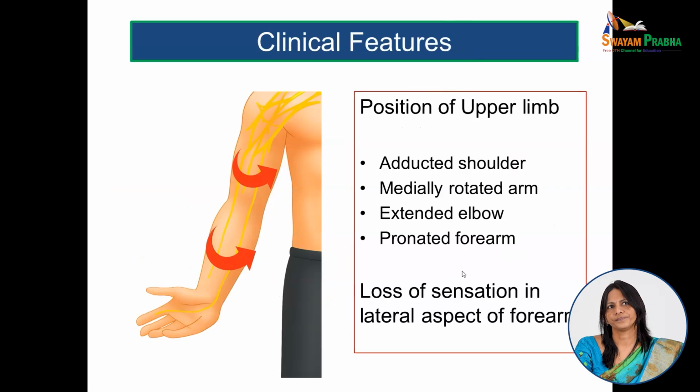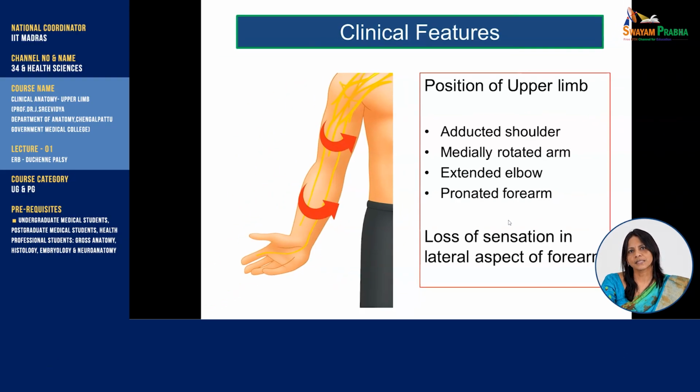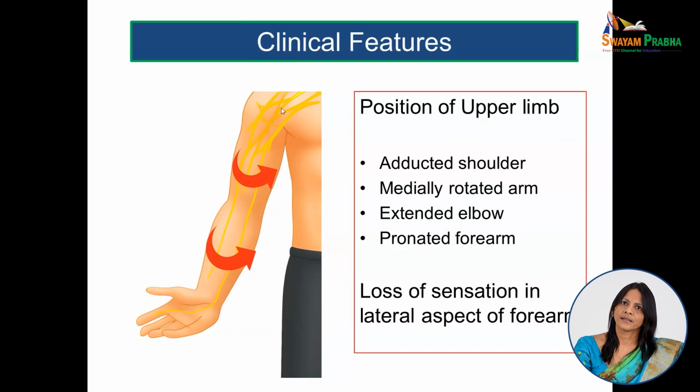stretch. The clinical features, I think, are very self-evident if you think back as to what are the muscles that are affected, what are the actions of the muscles. So when the muscles are paralyzed, first the nerve is injured, therefore the muscles are paralyzed. The muscles are paralyzed, therefore the actions are compromised. So abduction of the arm is affected because the deltoid is affected, which results in an adducted shoulder.